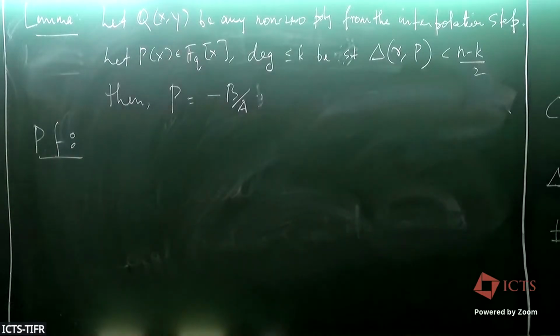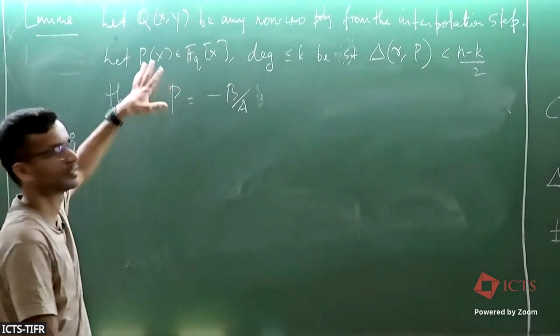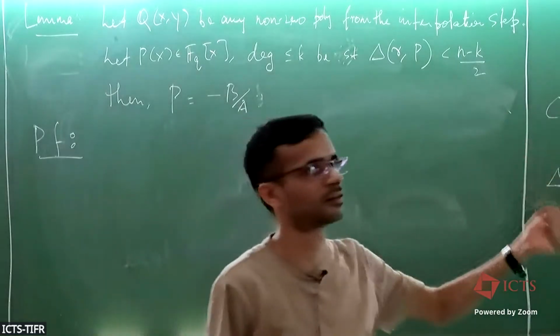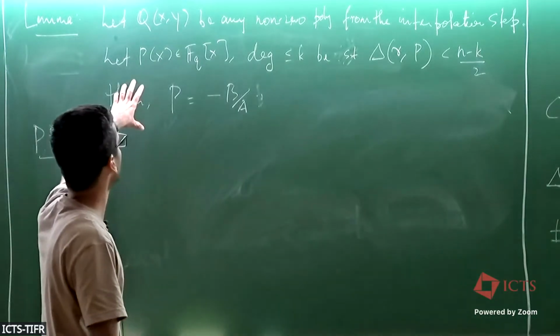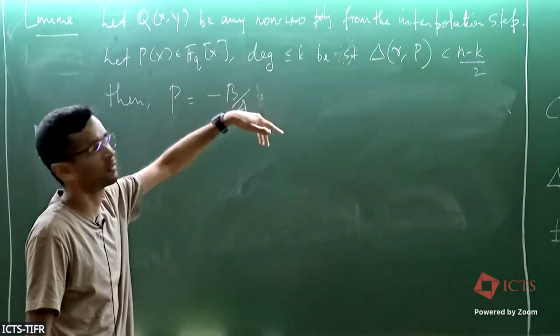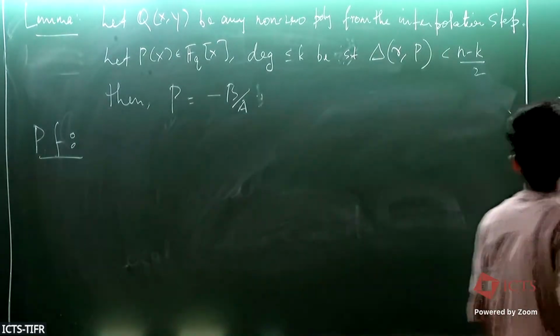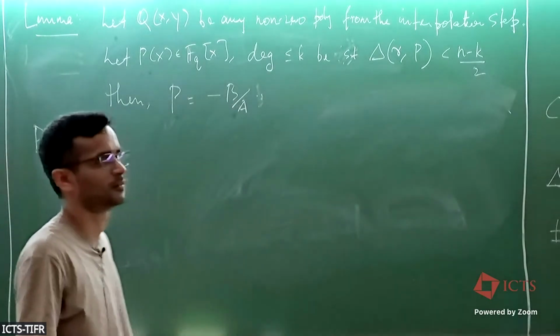Okay. Why is this true? Which part is not visible? This line is not visible. Okay, let me say what I meant, and I'll write bigger. This says let Q of X, Y be any non-zero polynomial that we got from the interpolation step of the algorithm. And what we want to show is that if P is the polynomial that's close to the received word R, as was promised in the problem, then P is equal to minus B over A, where B and A are from the definition of Q.